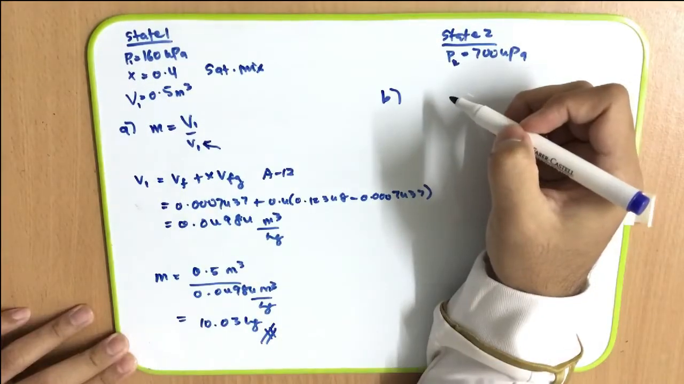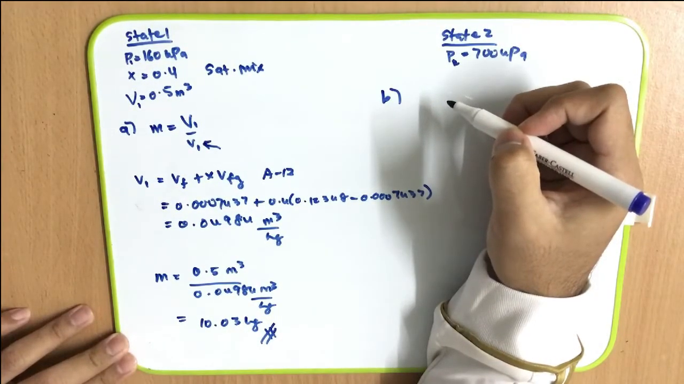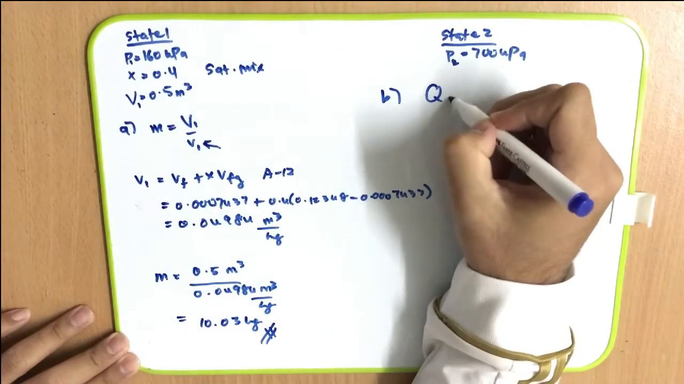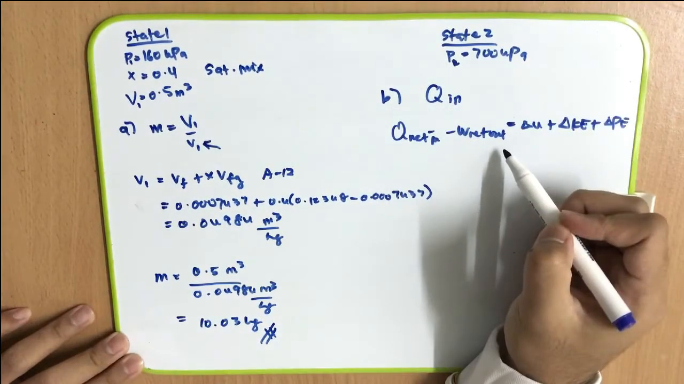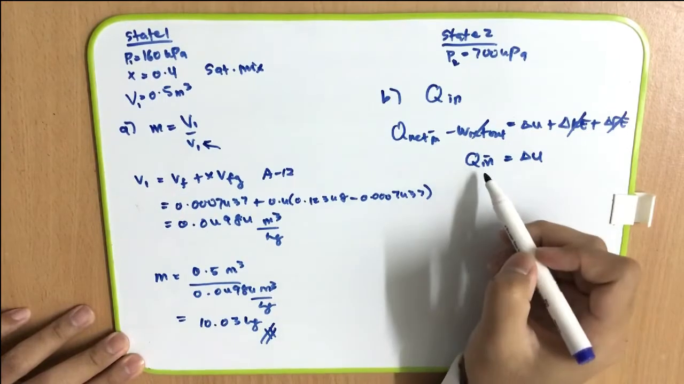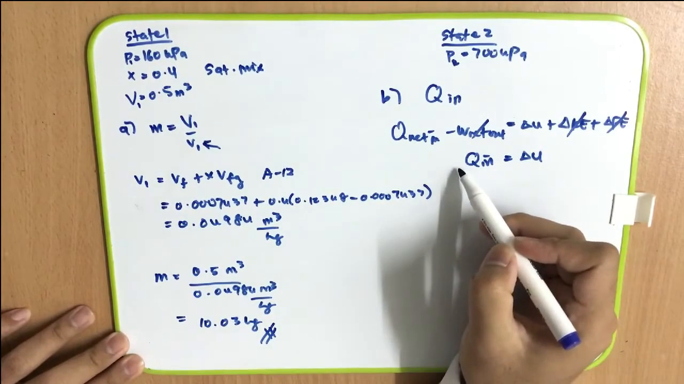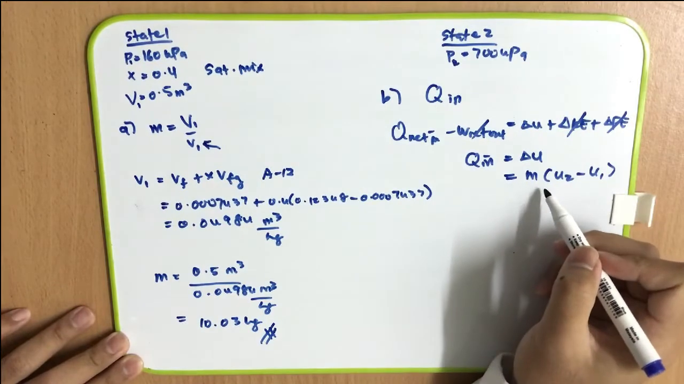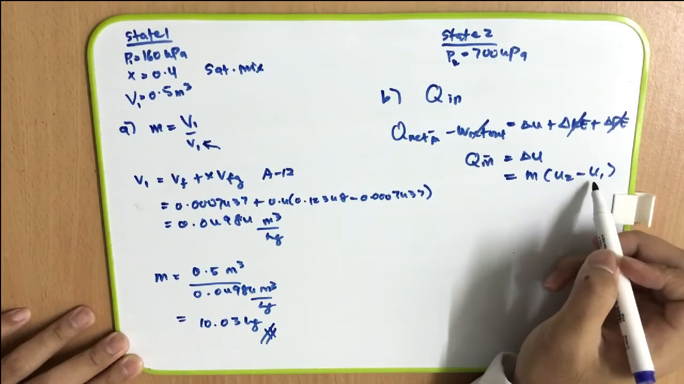Next, part B, we need to find the amount of heat transferred. In the question, it is mentioned that the heat is transferred to the refrigerant in the rigid tank, so that means the Q is Q in. From the first law of thermodynamics, we simplify until we get Q in is equal to delta U. Because this is Q in, the sign is positive. Then we expand this equation, and we will get m multiplied with u2 minus u1.